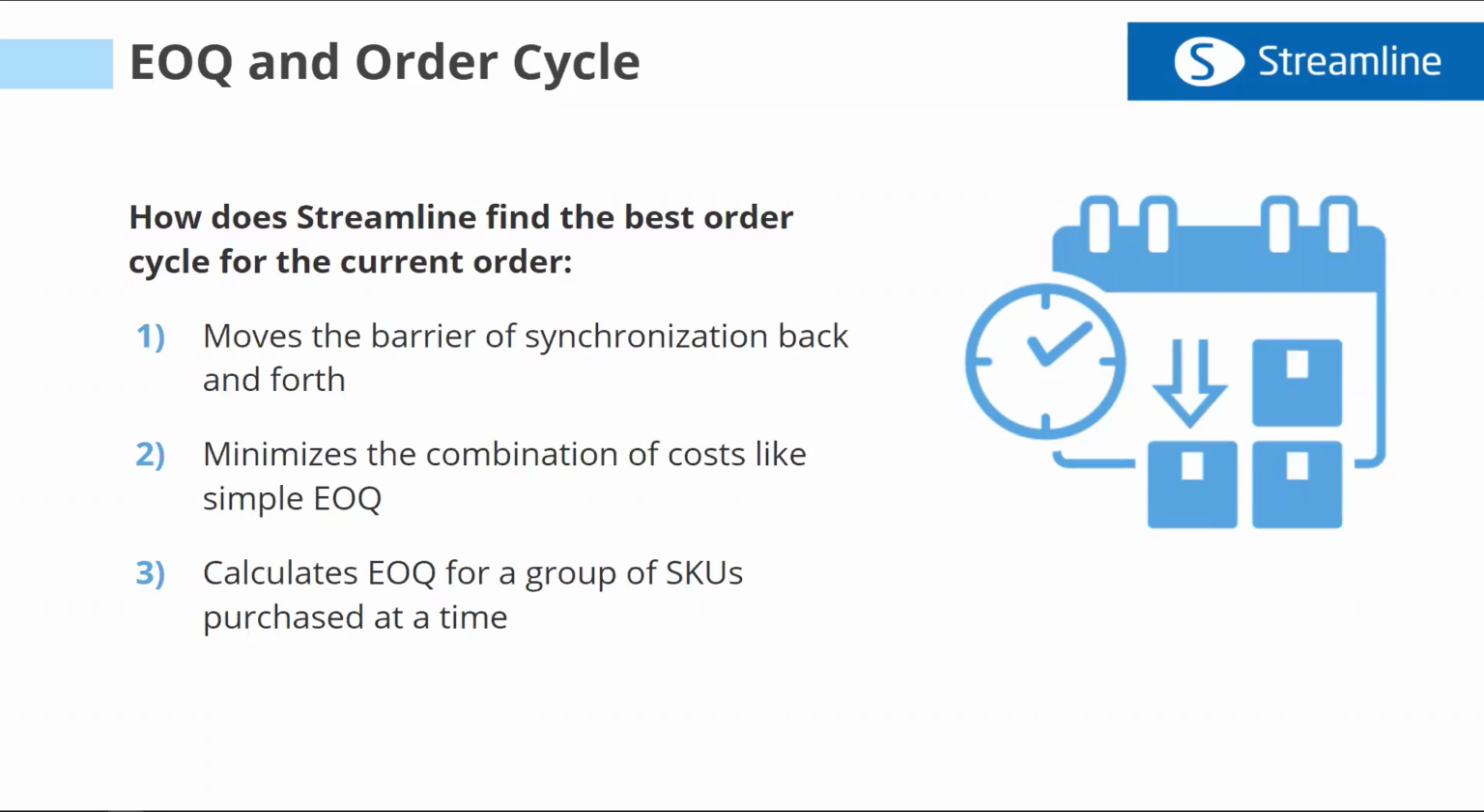So sometimes we purchase 25 days of supply, sometimes 35 days of supply, and that depends on many factors, like what demand we have the next month or for the next period, what transportation costs, lead times, and other parameters we have currently. And yeah, basically that's how Streamline resolves complexity of group EOQ calculation.